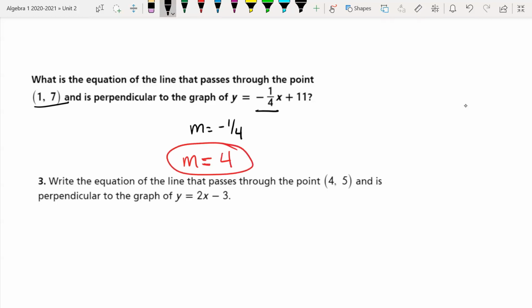Now I'm going to take my point that they gave me and my slope, and plug it into point slope form. So y minus 7 equals 4 times x minus 1. I'm going to distribute.